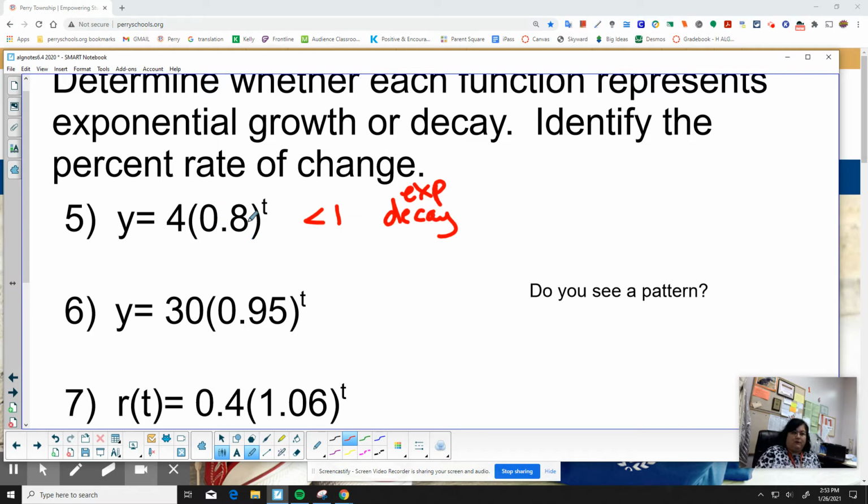Okay, so if I were trying to get this to be 0.8 and I needed to write 1 minus something, my minus something would be 0.2. So 1 minus 0.2 is 0.8. And you could do that by using your calculator. 1 minus 0.8 gives you 0.2. So your percent rate is the 0.2 or 20%.